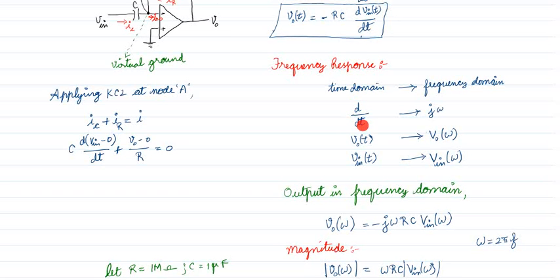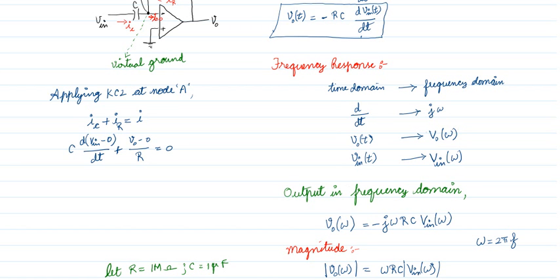In time domain, if I say d by dt, that's a differentiation. In frequency domain, I can say it as j omega. Similarly, v naught of t, I can say it as v naught of omega. So v in of t, I can say it as v in of omega. Thereby, this omega is nothing but frequency domain. Frequency domain gives more information. That's the important thing, right?